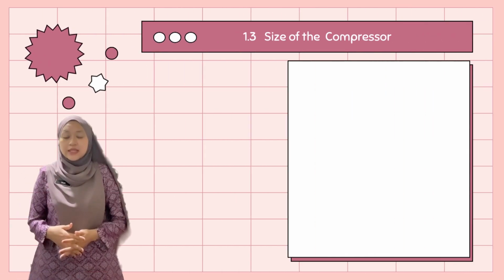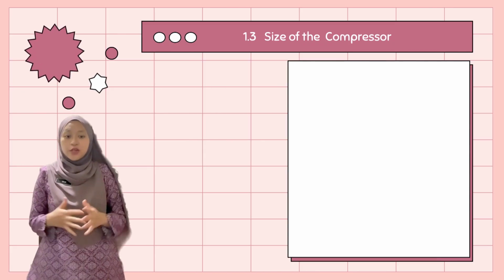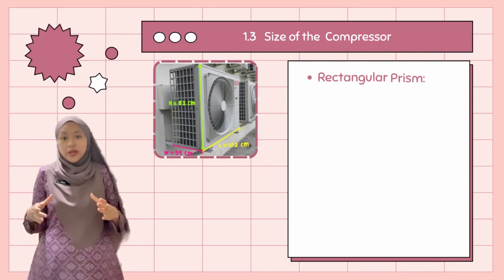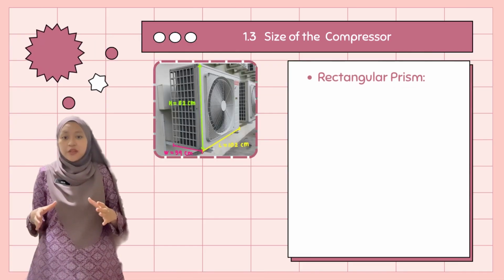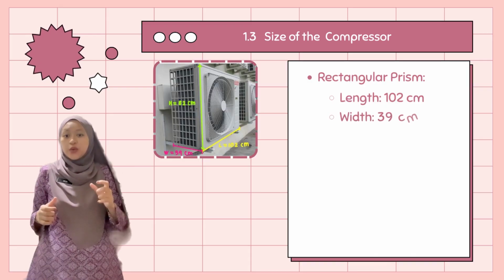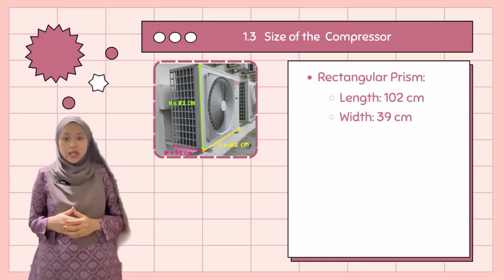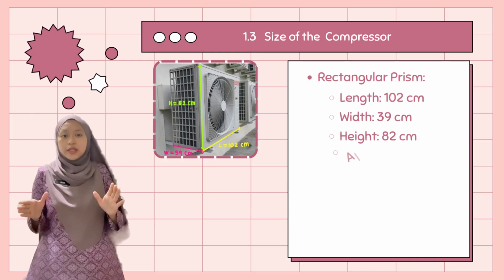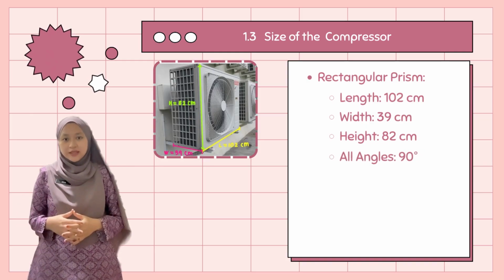1.3 is about the size of the compressor. There are 4 shapes that we find at the compressor, but the main shape is the rectangular prism. The rectangular prism has length 102 cm, width 39 cm, and height 82 cm. The angle of the rectangular prism is 90 degrees.